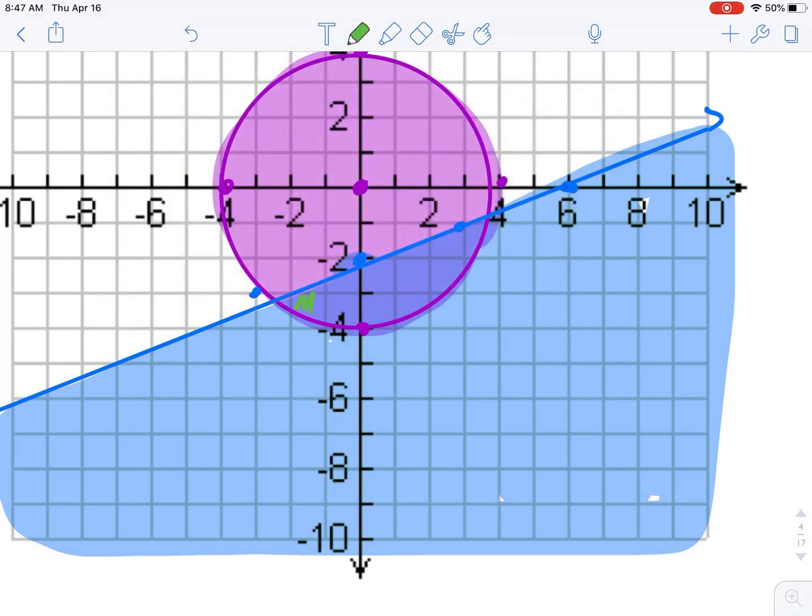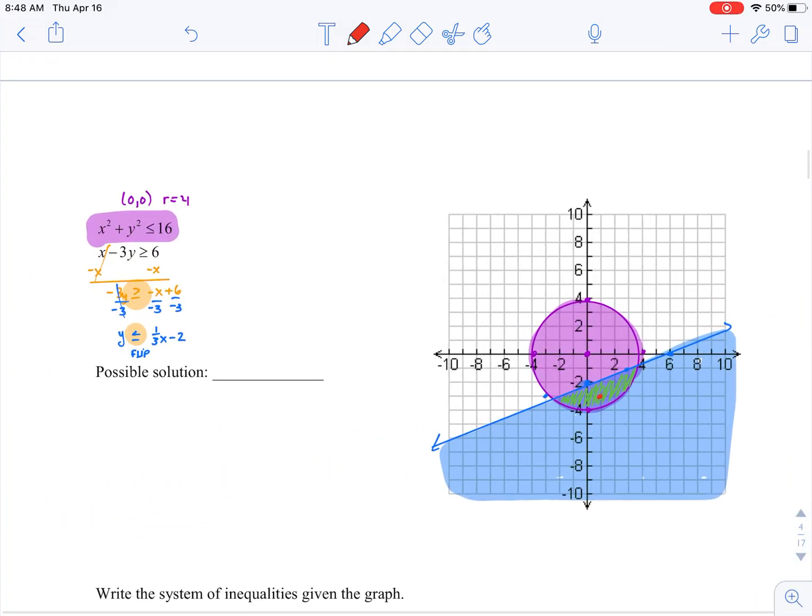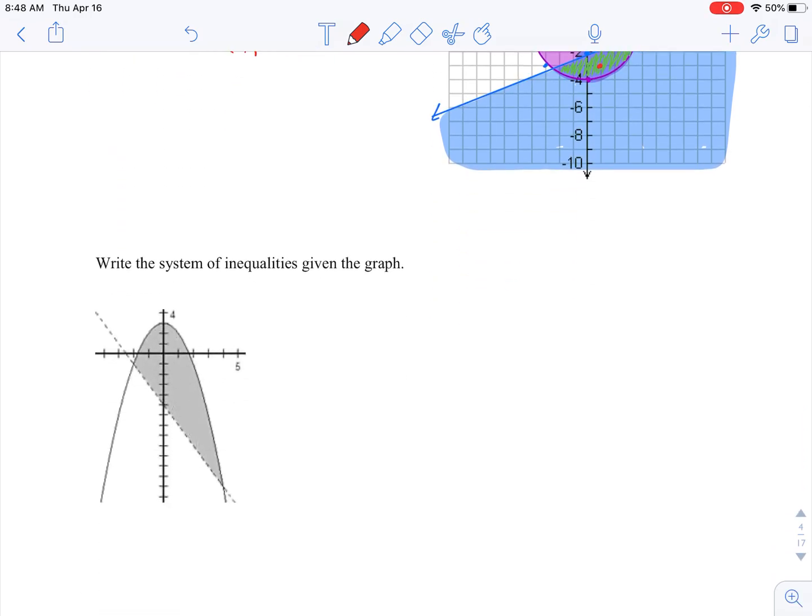Now remember, your ultimate goal is what is the solution to your system? To the system, your solution is where you see both of your colors, and that would be shaded right in here. And if we're looking for a solution of the system, maybe I'm going to choose the ordered pair 1, negative 3, because that would be in my green area where both of my graphs are shaded.